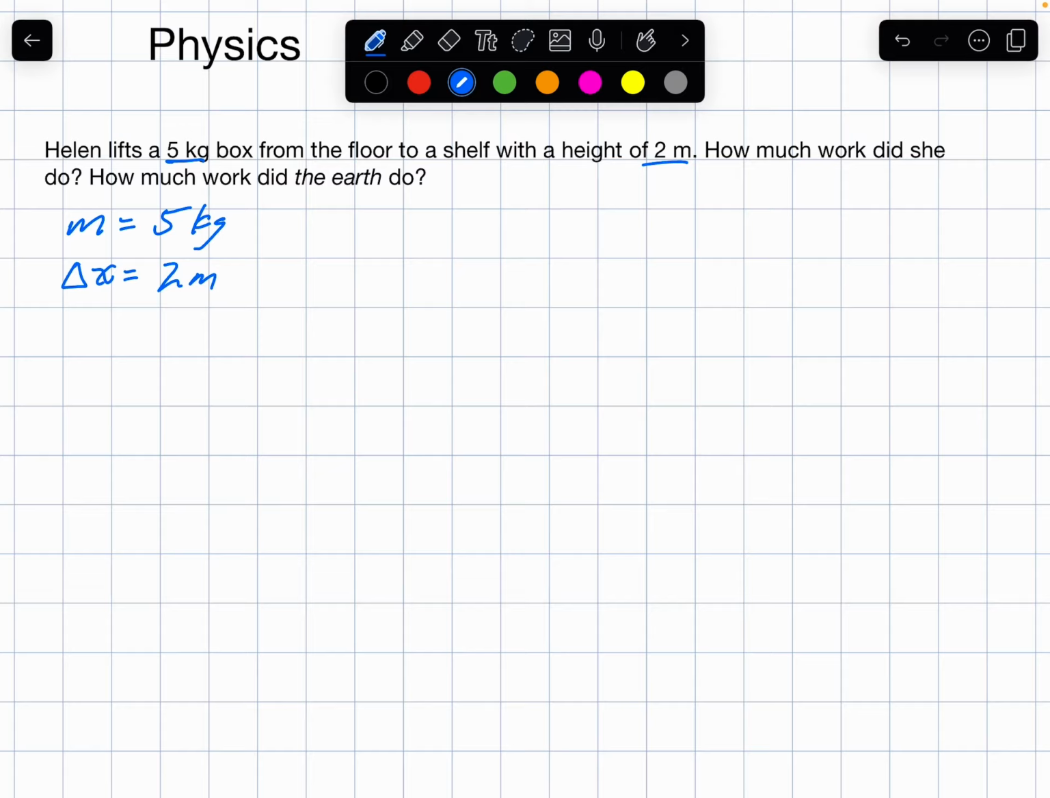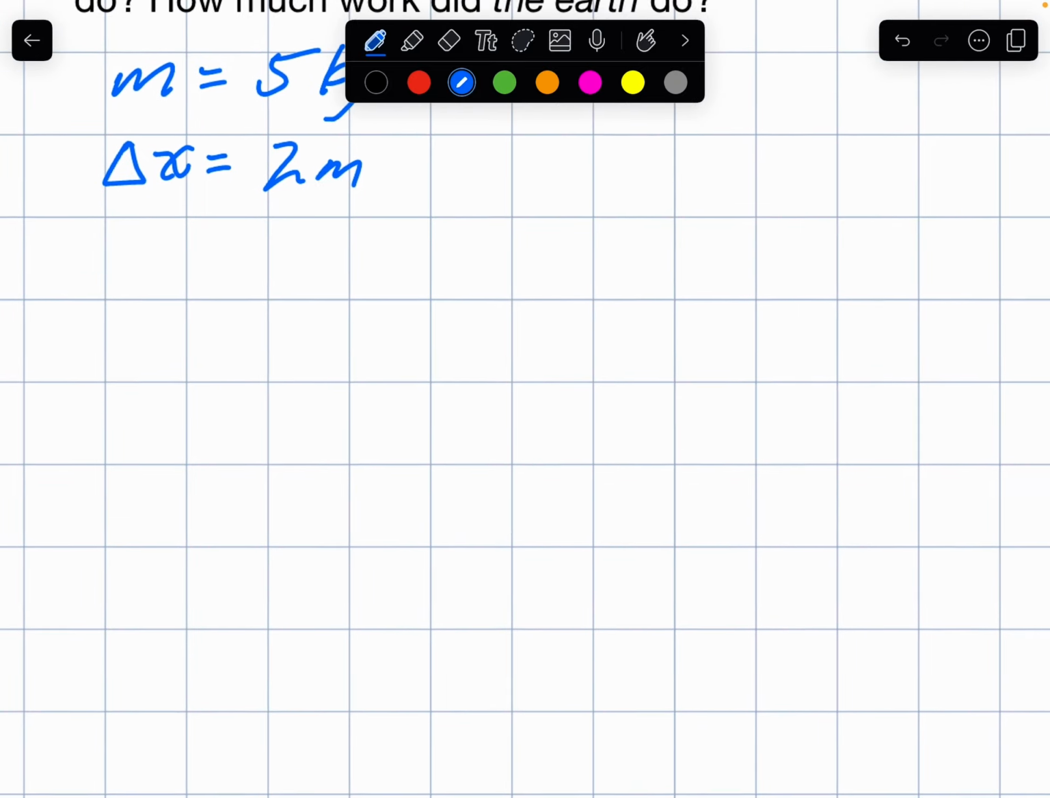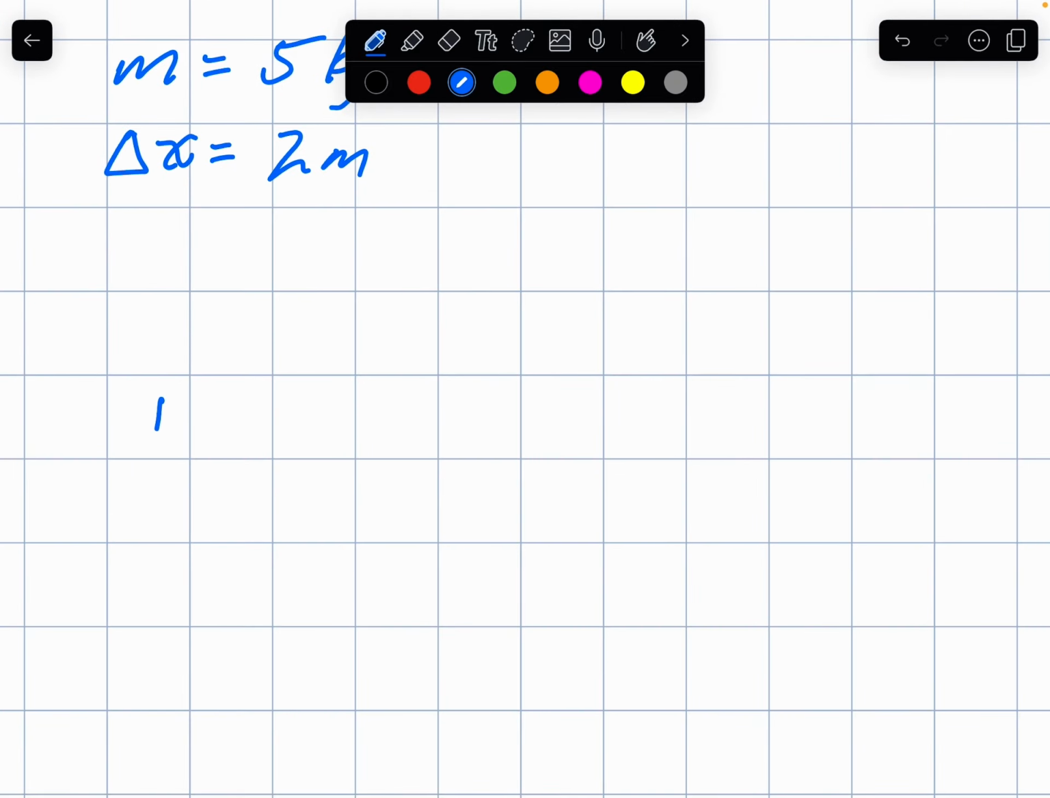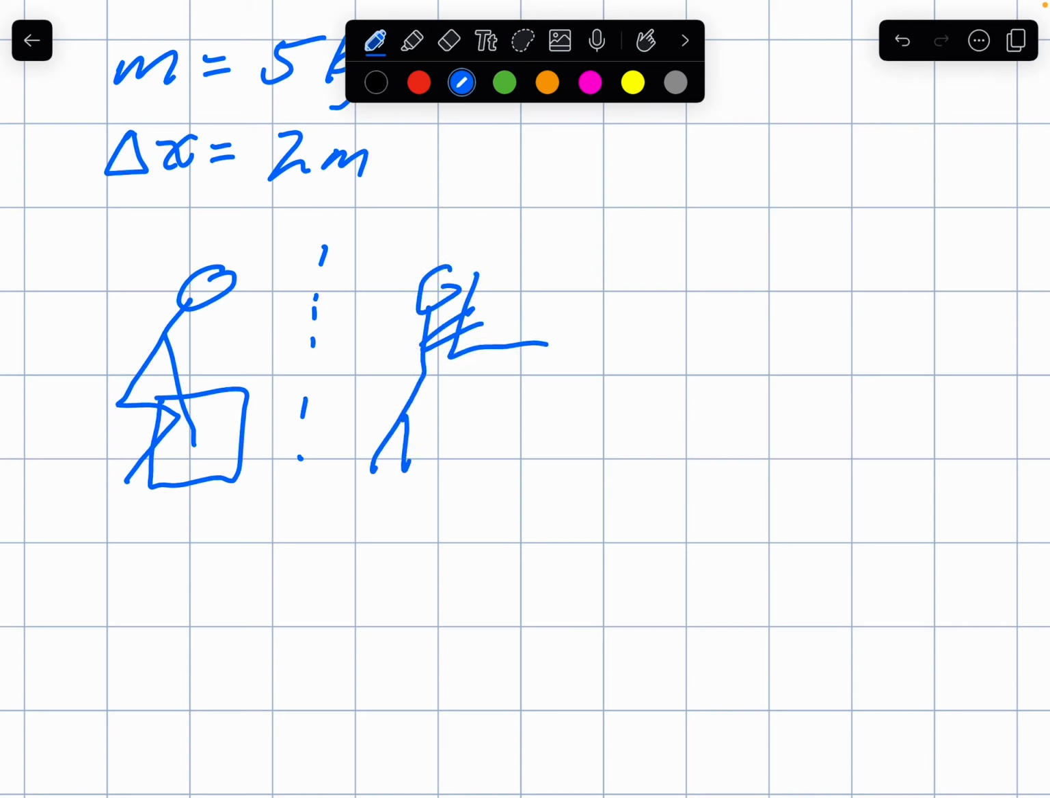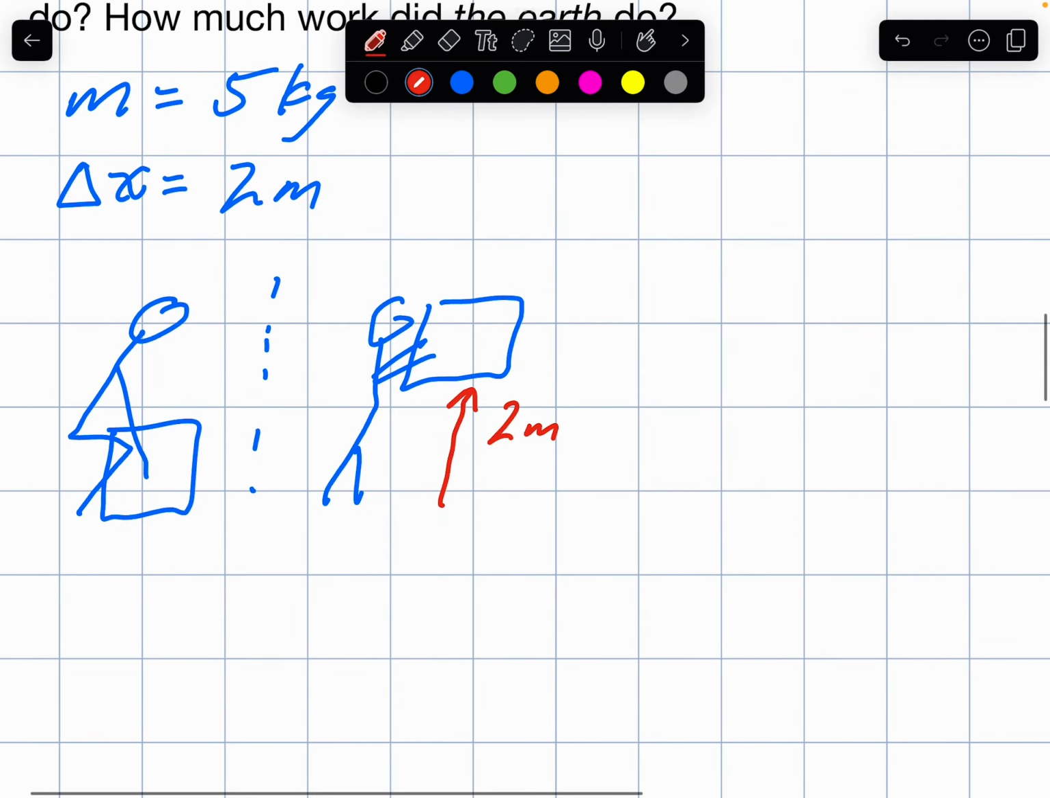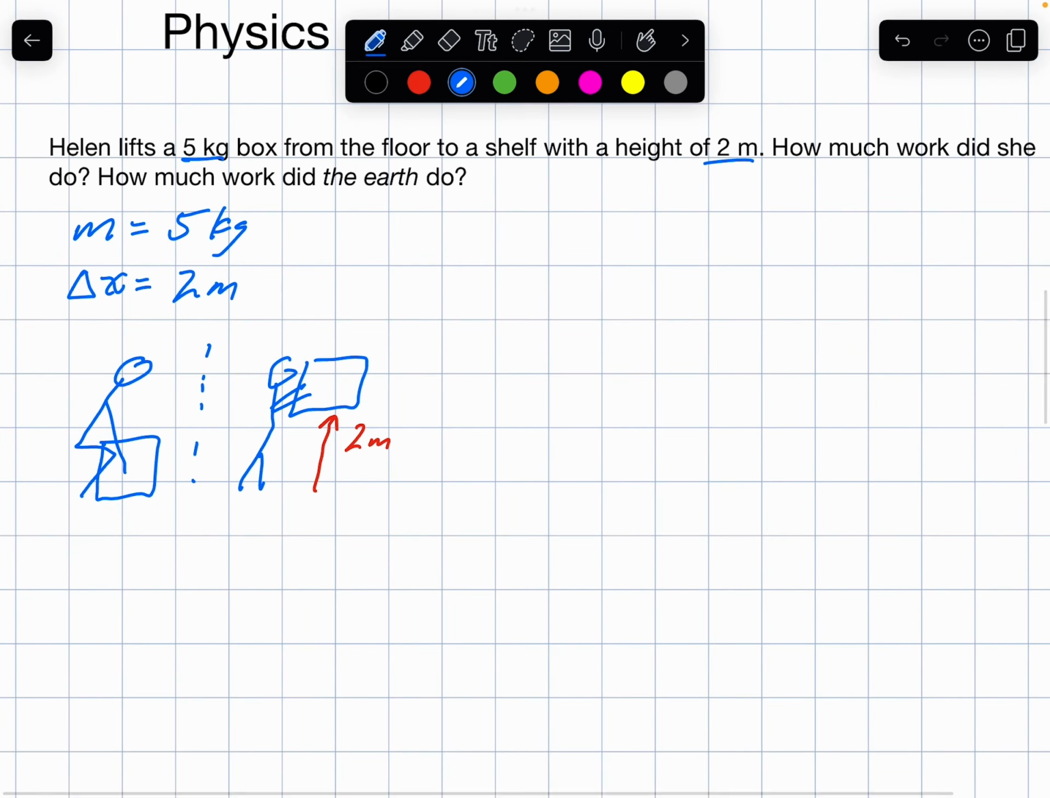Now let's draw a sketch of the situation just to get a handle on what's going on. Make sure we visualize it. Here's the box. Here's Helen in the initial state. She's bending down to lift up the box, bending her legs. That's good form. And then afterwards, this is the final state. The box has been lifted up and has a height here of 2 meters. Take note of that.